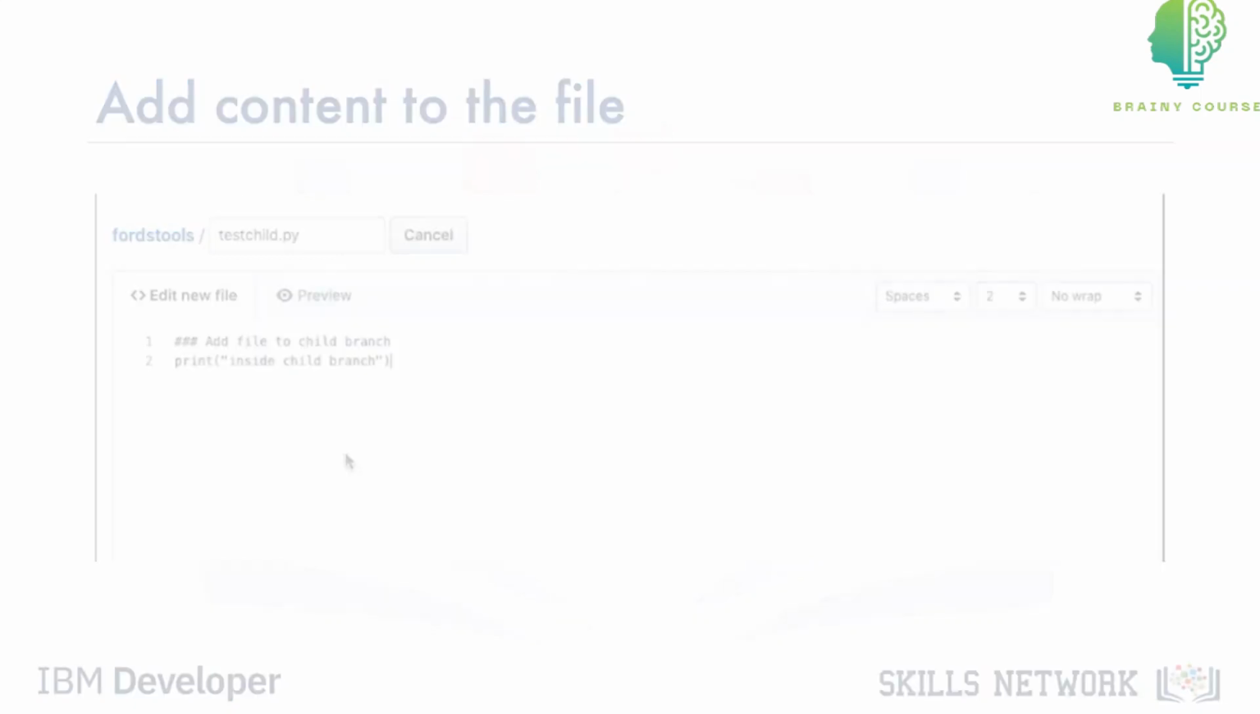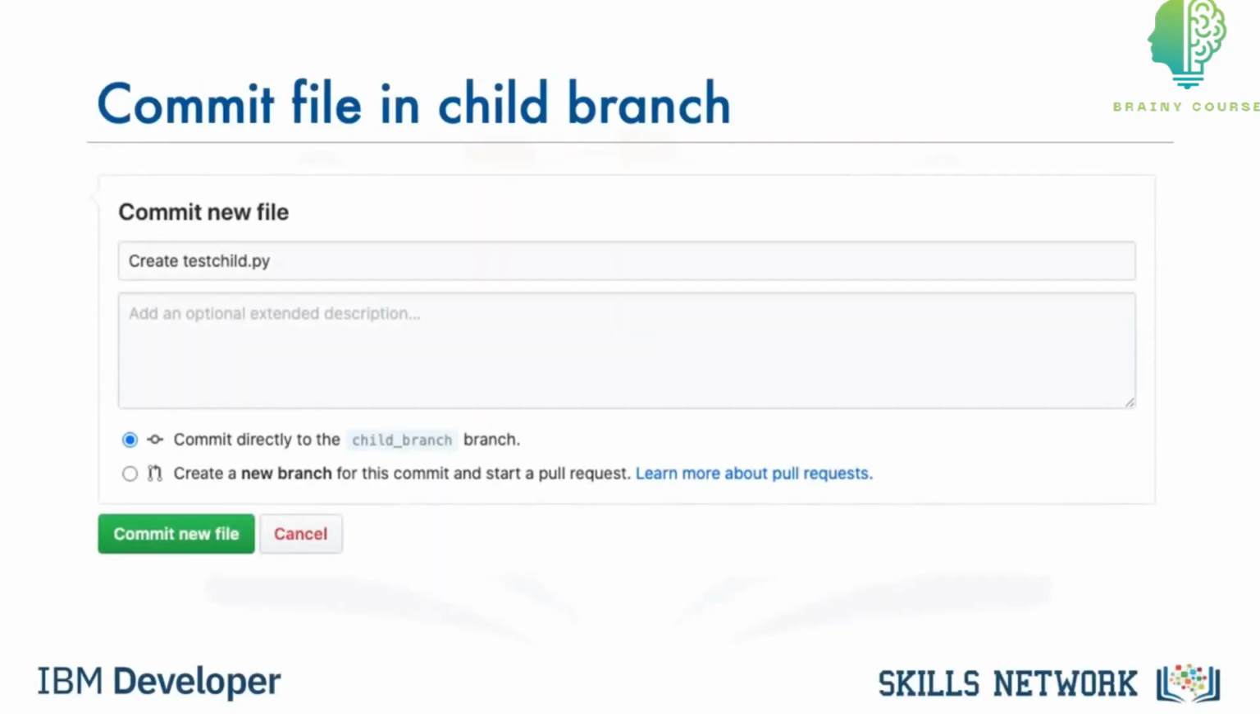At the bottom of the screen, we will see a section called Commit New File. Commit messages are very important as it helps to keep track of the changes that were made. It is important to add a descriptive commit message so that the other team members can understand it. Here we will add a commit message, create testchild.py. Then we will commit the new file.